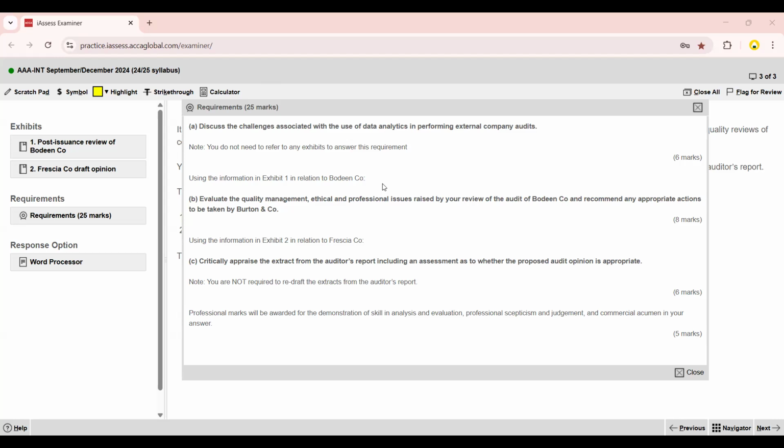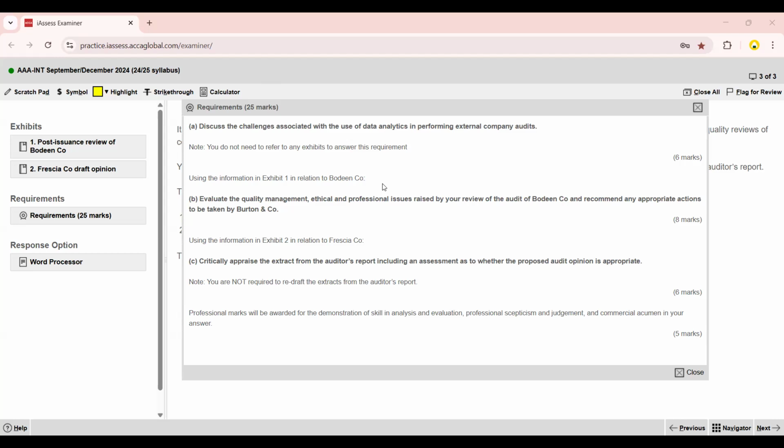Now move to the question. The question was challenges of using data analytics in audit. Every individual's judgment is different, so your answer might be different from my answer. Don't worry, it's all based on judgment. How much information do you have about the data? Based on that, you have to write your answer. Let's go through the brief overview.